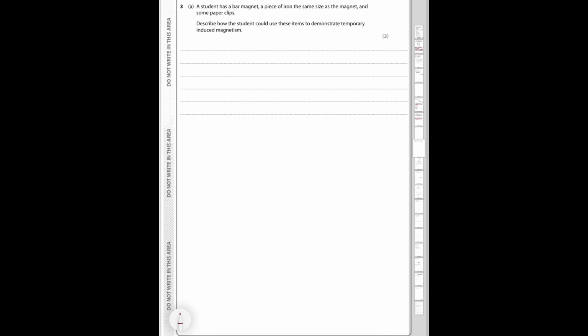So what the student could do is produce temporary magnetism by using the magnet to pick up a paper clip. And the paper clip, because it's made from iron, should become a temporary induced magnet. Then the paper clip on the magnet could be brought towards some other paper clips and they should be attracted towards it, making a paper clip trail from the magnet in the first place. Then when the magnet is taken off, the paper clips would no longer be able to pick up any other paper clips, showing that the magnetism was temporary.